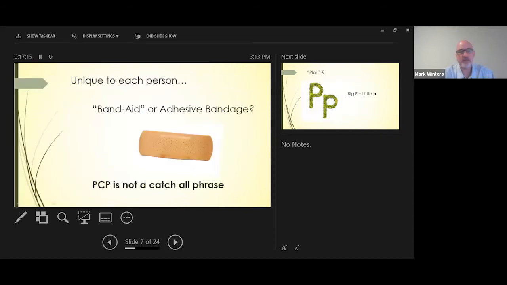So I mentioned this, and the question that I have is, what is this picture you see, right? Is that a Band-Aid? That's what I call it. I call it a Band-Aid. But that's a brand name, right? I could go buy a box of these at the grocery store, and the box will say adhesive bandage. Person-centered planning is not a catch-all phrase. We need to be careful not to attach it to everything we talk about and everything we do and all the paperwork that we fill out and all of the experiences that we have. It's less about the label and more about what we're actually doing and how we're actually supporting people.